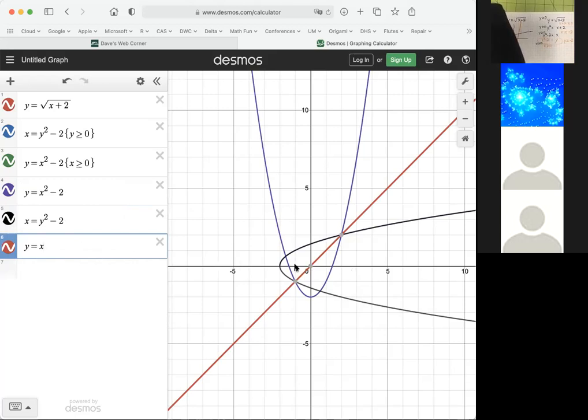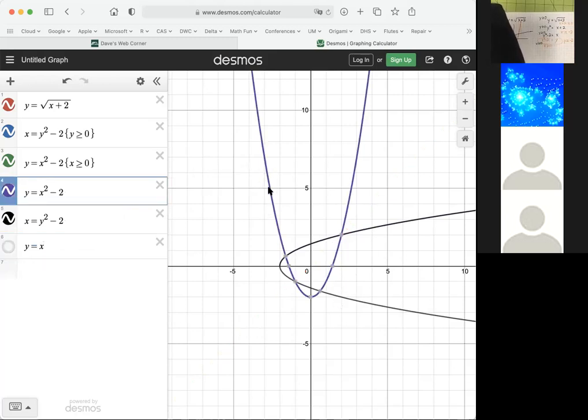But the reason I don't want both sides of both of these parabolas is not because of the purple parabola. That's a beautiful function. This black parabola sideways is illegal. Why is it illegal? This is not a function. It doesn't pass the vertical line test. I can't use this sideways parabola as a function.